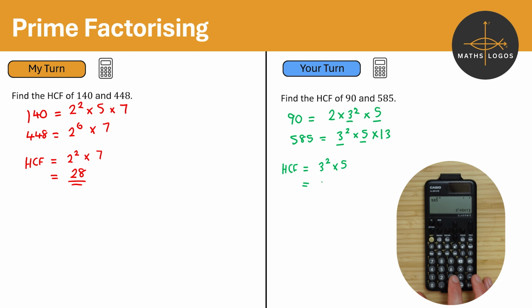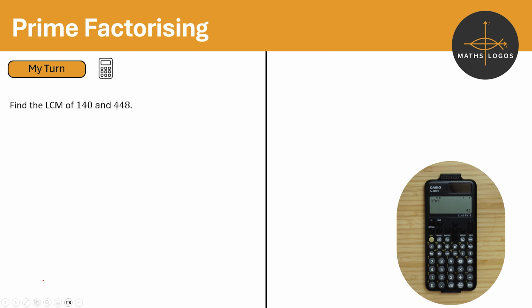I'll type it in my calculator. So I'll do 3 squared. So the calculator has a squared button here. And then multiply that by 5. And that gives me 45 as the highest common factor. Okay, so on a similar note, we can use our calculator to find the lowest common multiple of 140 and 448.